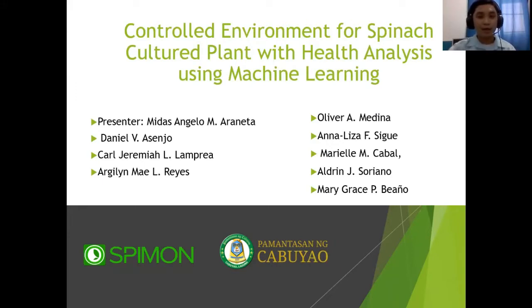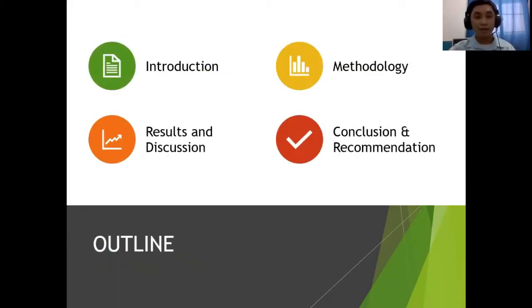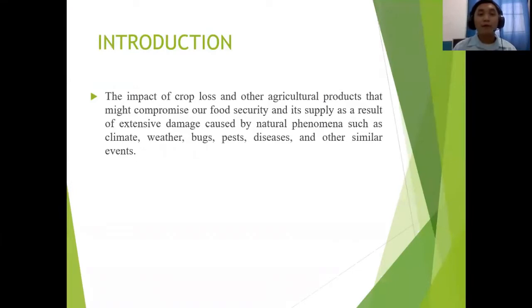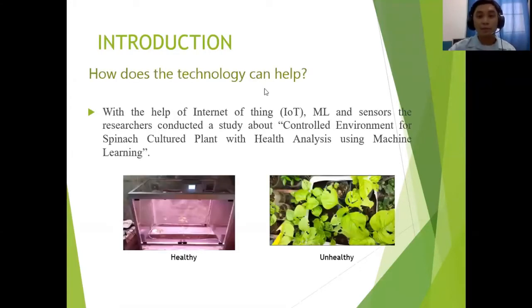And for the outline of the discussion, we have introduction, methodologies, results and discussion, and conclusion and recommendation. For the introduction, the impact of crop loss and other agricultural products might compromise our food security and its supplies as a result of extensive damage caused by natural phenomena such as climate, weather, bugs, pests, diseases, and other similar events. With this, the researchers came up with a question of how technology can help with the said issue.